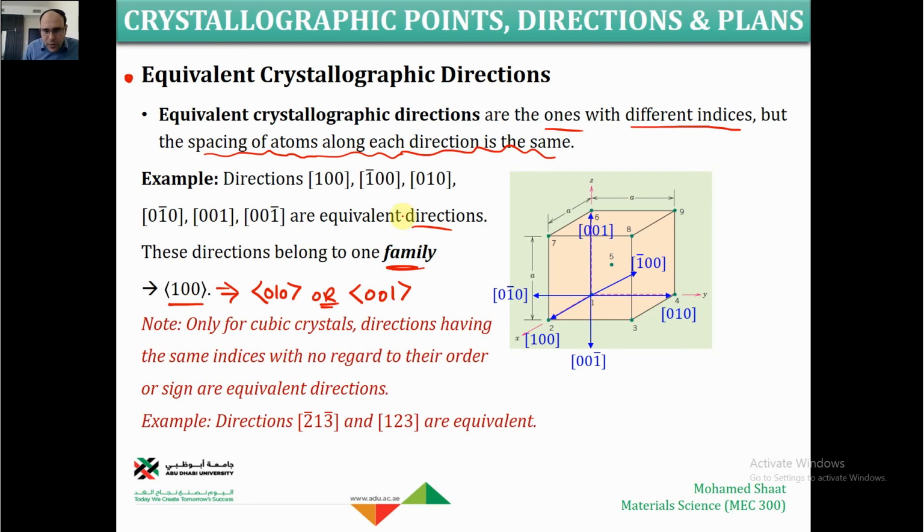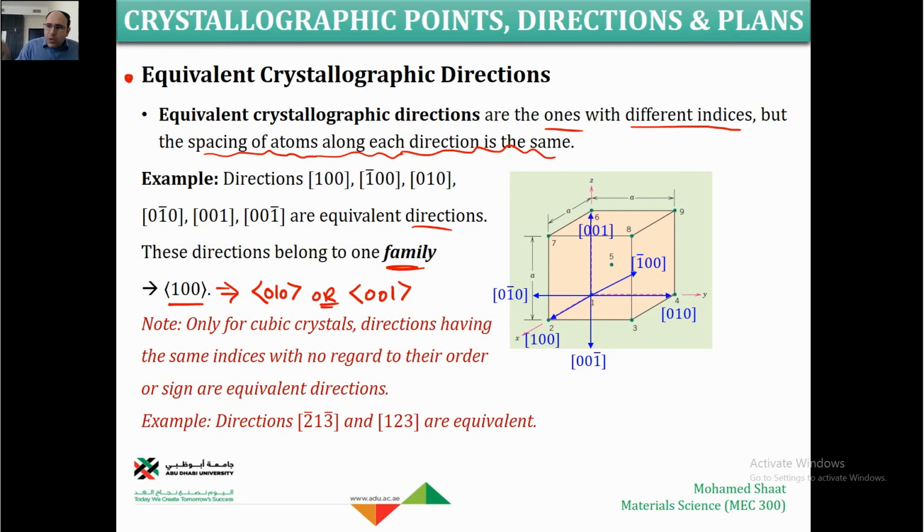The square bracket: if you confine any three indices within a square bracket, this indicates a crystallographic direction. If you confine any three indices between this special bracket, this indicates a family of equivalent crystallographic directions. So what is a family? It is a group of multiple crystallographic directions, but the condition is that all of these directions are equivalent. So we can define a family of directions as a group of equivalent crystallographic directions.